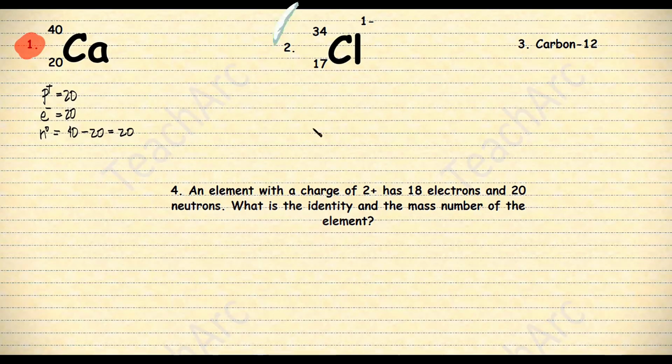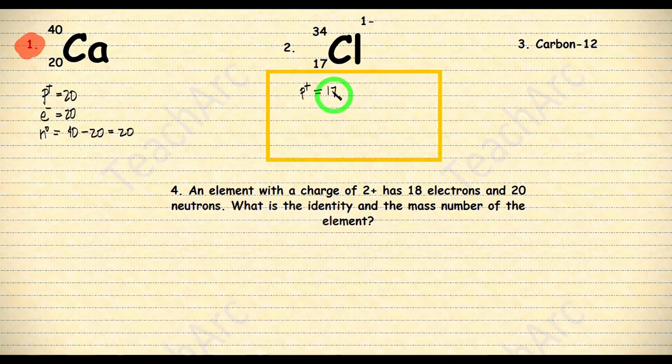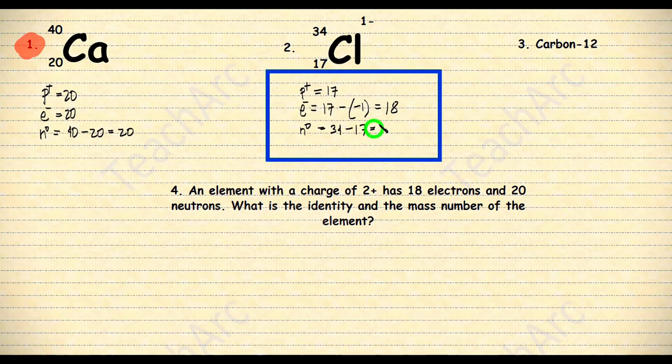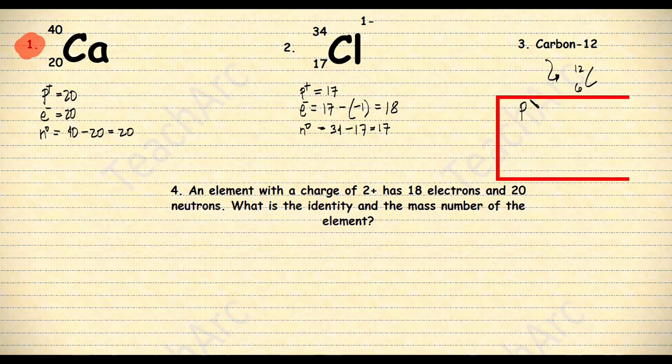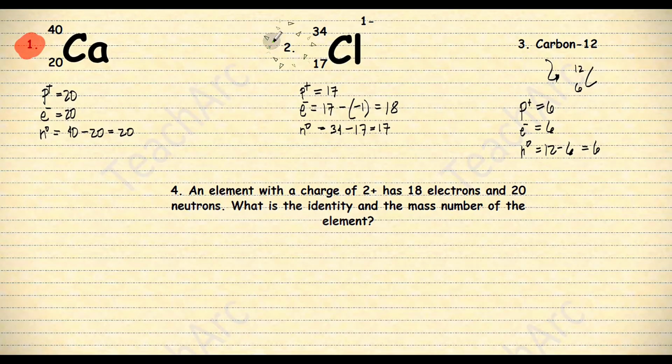For the second one, there will be 17 protons. The number of electrons is the atomic number, which is 17, minus the charge, which is negative 1, so that would be 18 electrons. There will be 17 neutrons by subtracting the atomic number from the mass number. For the third one, the number of protons and electrons are 6, and they are the same since we have a neutral atom. The number of neutrons is also 6. Those are numbers 2 and 3.